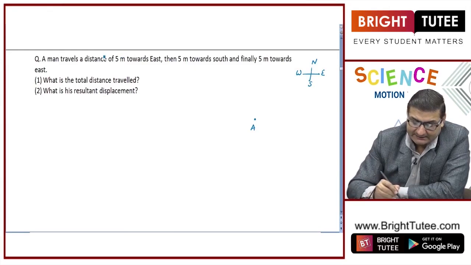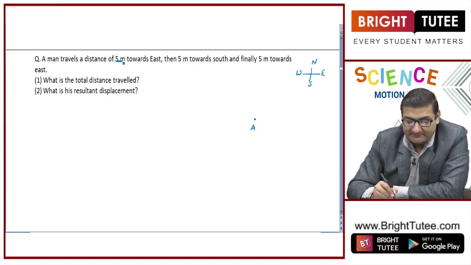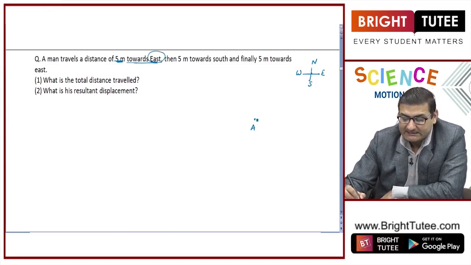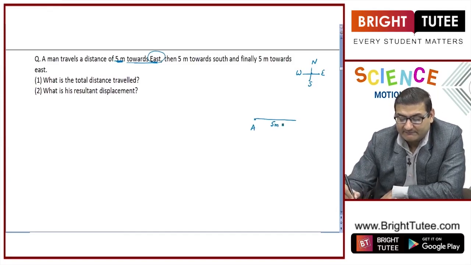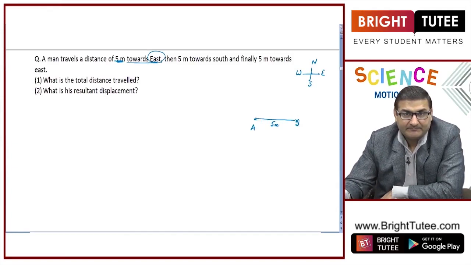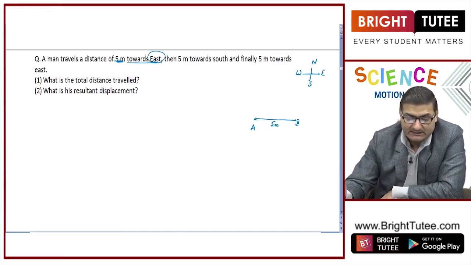A man travels a distance of 5 meters towards east. Now, east is this direction. Starting from this particular A, I will say that this is the east direction and these are the 5 meter distance he is travelling. Let us say from point A to point B, these are the 5 meters he has travelled towards east.